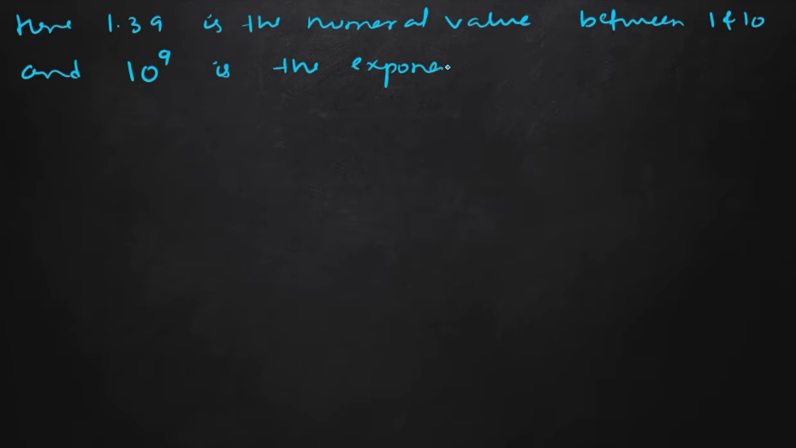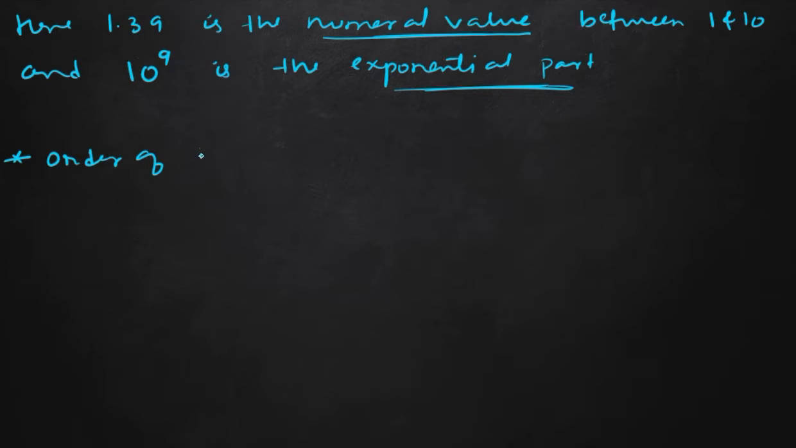The number between 1 and 10 is called the numeral value, and the power of 10 is called the exponential part. Okay, you have to remember this. So we can give another definition, that is order of magnitude. If we see the definition, this exponential part is called the order of magnitude.